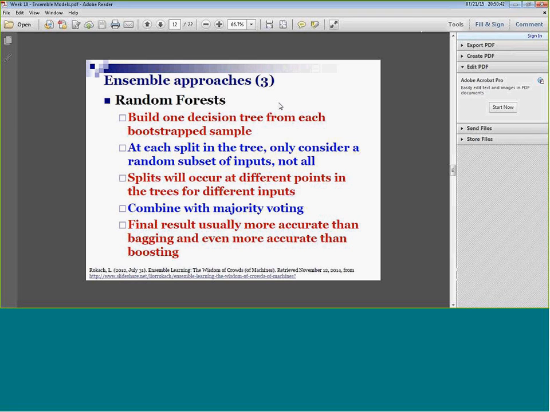So now with random forests, not only do you have a sample of the data, you don't have all the data, but you also only look at a random subset of the inputs for consideration. So obviously you're going to get different trees every time you build one, right? A different set of inputs and a different set of records. So clearly the splits will occur at different points for different trees with different inputs. And then you combine this with majority voting. Final results are usually more accurate than bagging, often even more accurate than boosting.